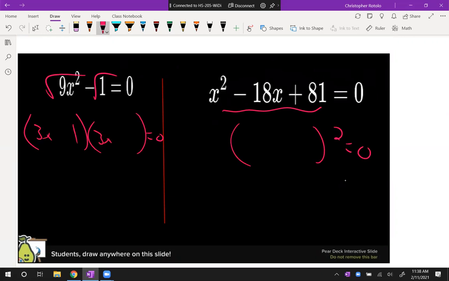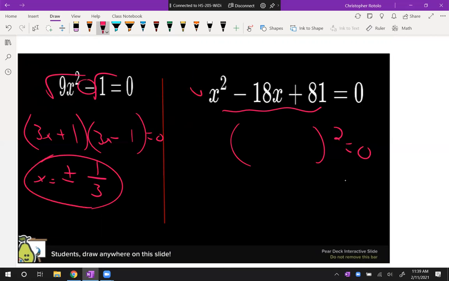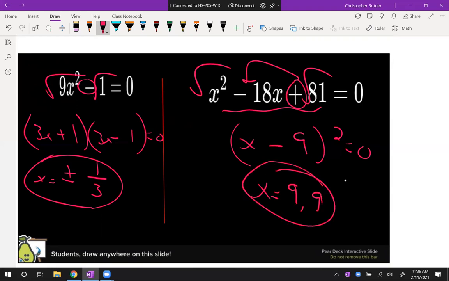3x and 1, 3x and 1. Signs are to be different, plus and minus. So I would solve these, move the 1 and divide by 3. So x equals positive and -1/3. And over here I have x and I have 9. Signs are the same, both negative, so it's negative. And as we solve this, we're going to get 9, and the other one will also be 9.